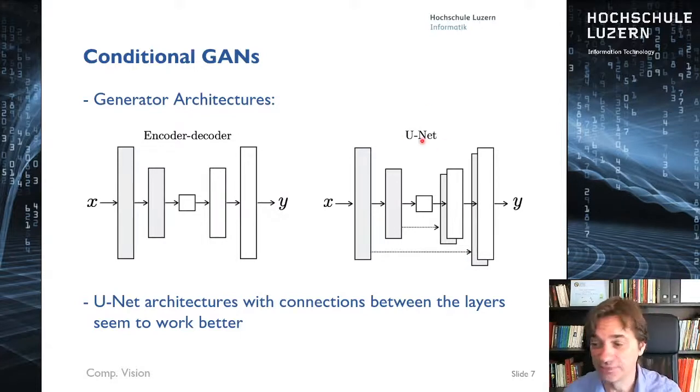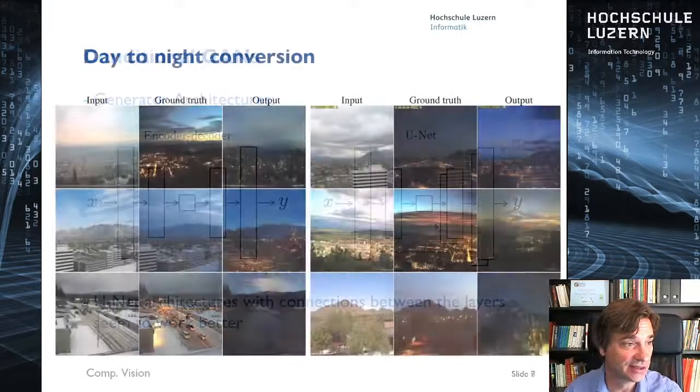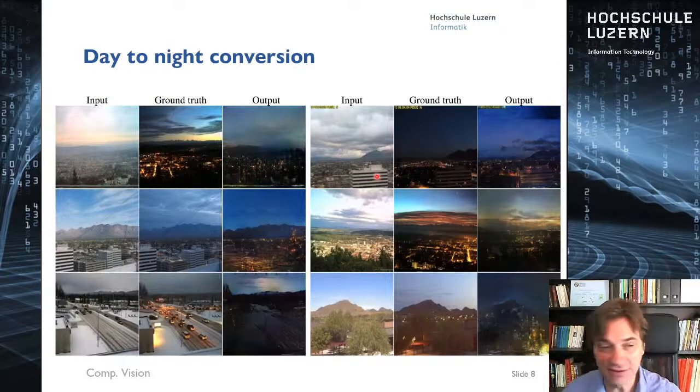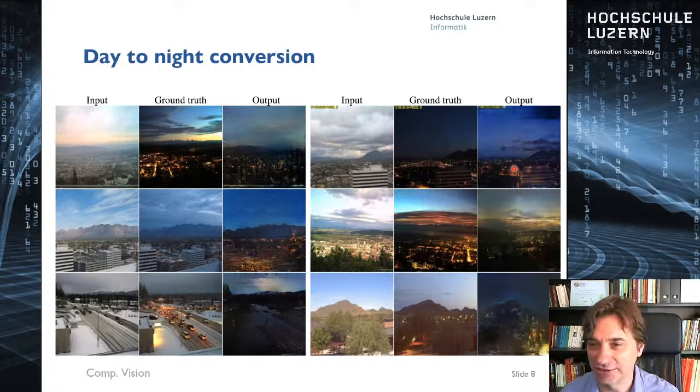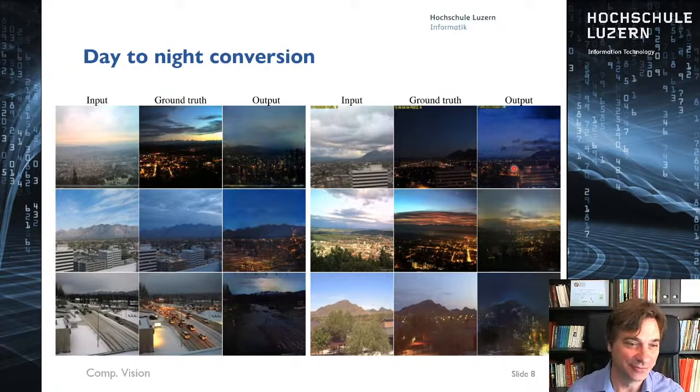So they found out that the UNet actually worked a bit better for those conditional GANs. So let's look at some examples. So here is another application where you trained an image-to-image GAN to generate the image at night or at day. So as input, for example, you will give it that image from daylight. Then the ground truth is the image at nighttime, and this here is the generated image at nighttime.